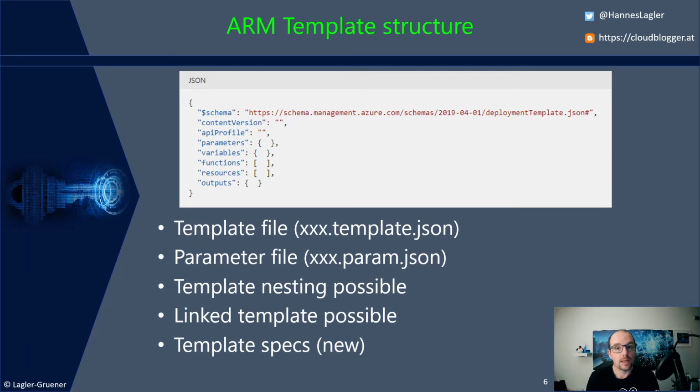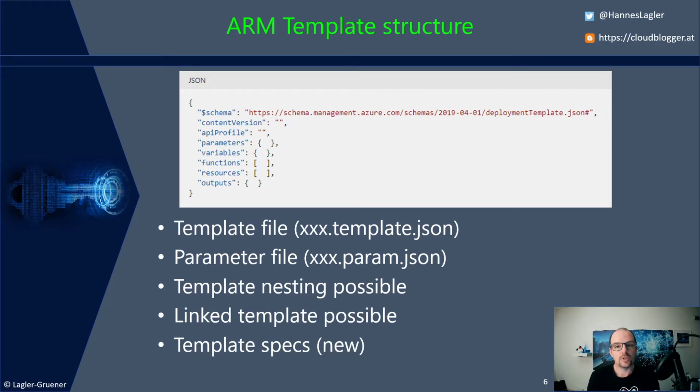ARM templates are typically defined in two files. The first file is the template file itself, and if you have parameters in your template file, you can also define a parameter file. You have the ability to define template nesting, so you can write your template and inside the template you can define a second template. So when you deploy, you can see the first template is deployed and then a second template will be executed. There are some reasons to do this, so we will cover this in the live demo.